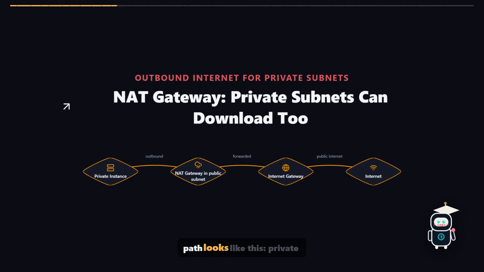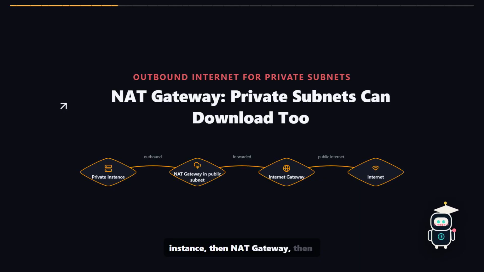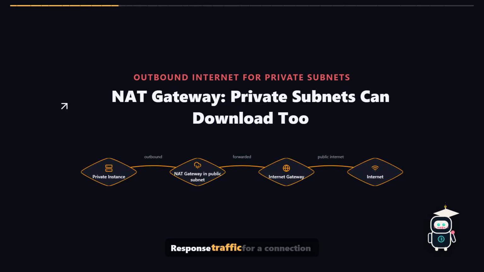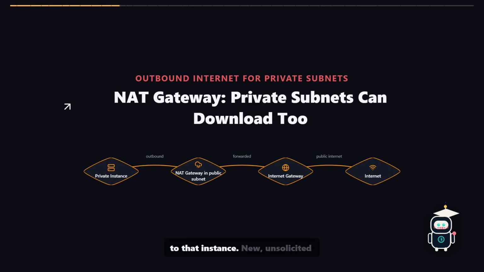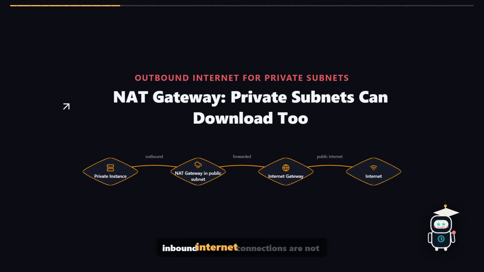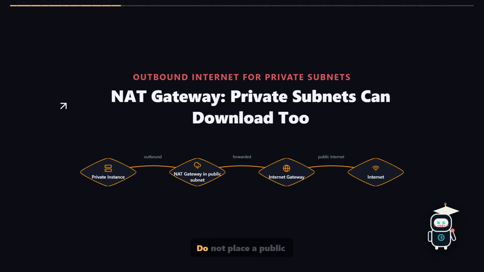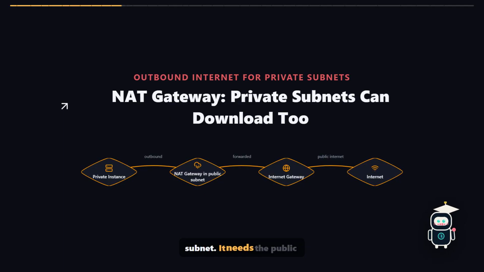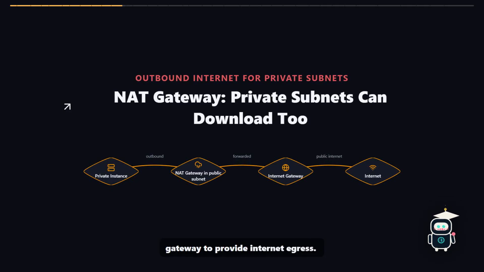The traffic path looks like this: private instance, then NAT gateway, then Internet gateway, then the Internet. Response traffic for a connection that the private instance started is translated back and returned to that instance. New, unsolicited inbound Internet connections are not forwarded through the NAT gateway. Do not place a public NAT gateway in a private subnet. It needs the public subnet's route to the Internet gateway to provide Internet egress.